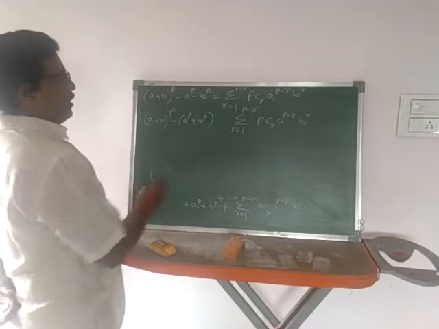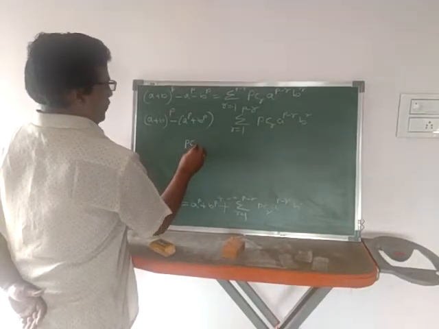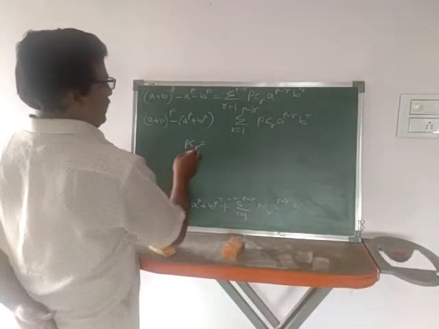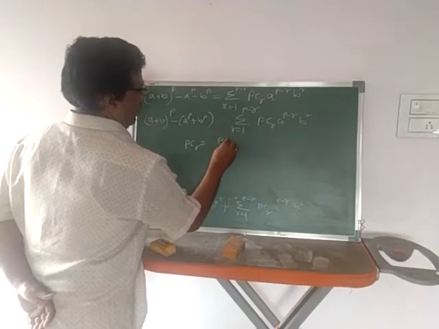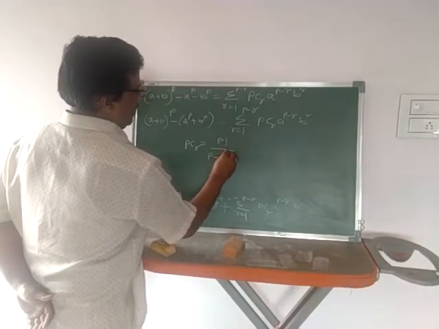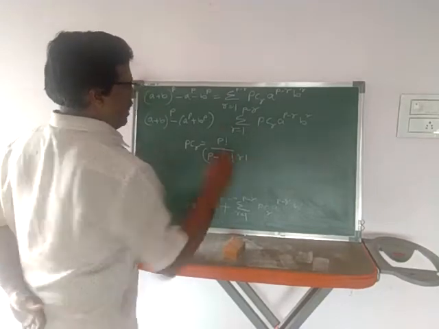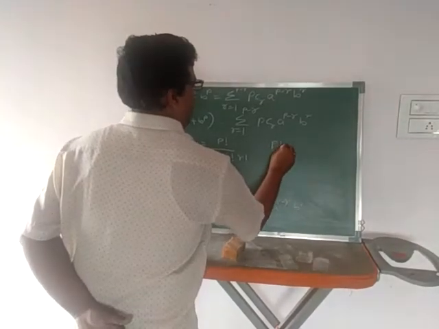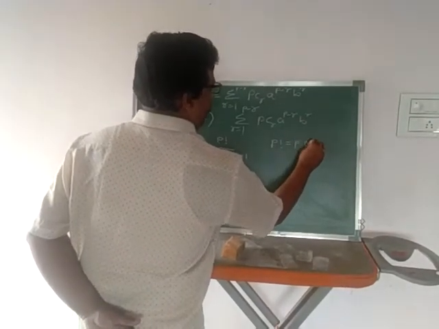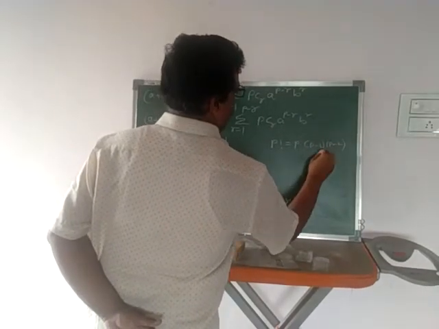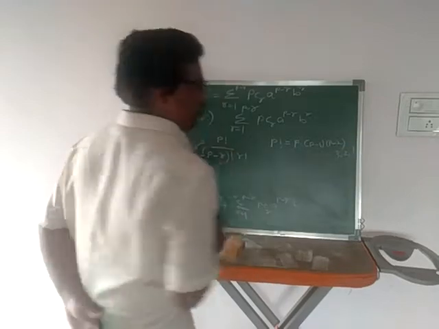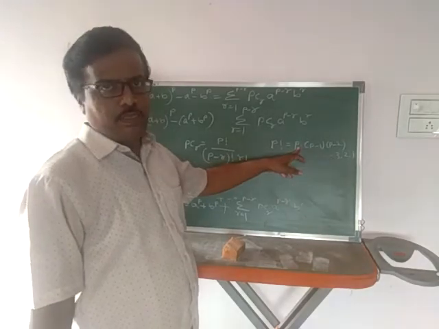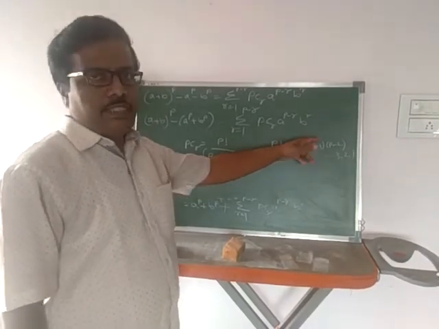Now we know that pCr, by using the permutation formula, can be written as p factorial divided by (p minus r) factorial into r factorial. Now as we know, p factorial is equal to what? p into p minus 1 into p minus 2 and so on till 3, 2, 1. That means p factorial is divisible by p.